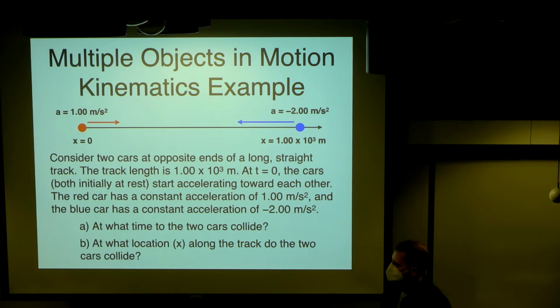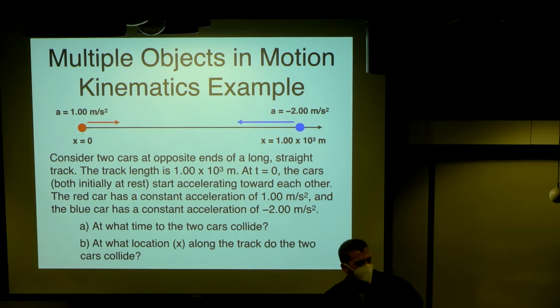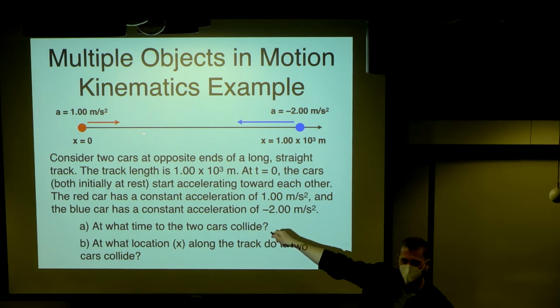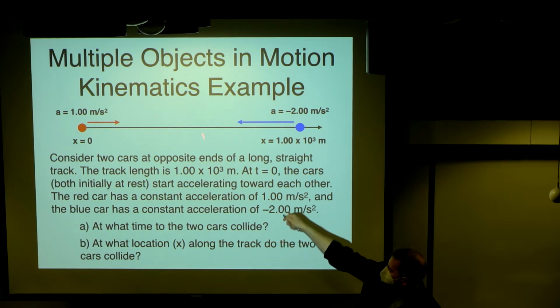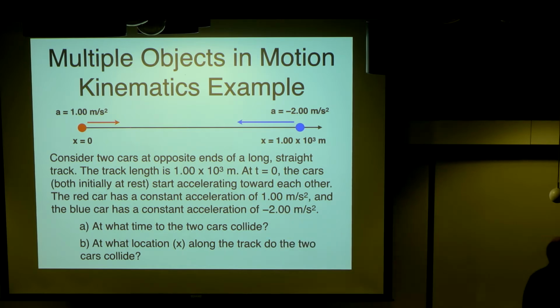So let me just get your sense. For part B, do we think they'll collide exactly in the middle of the track or towards one end? Yeah, so the red car is accelerating slower, so we might expect it's not going to move as far as the blue car before they collide. So we don't expect to get right at 500 meters, maybe something closer to here, okay? So let's just see that it works out that way in our answer.